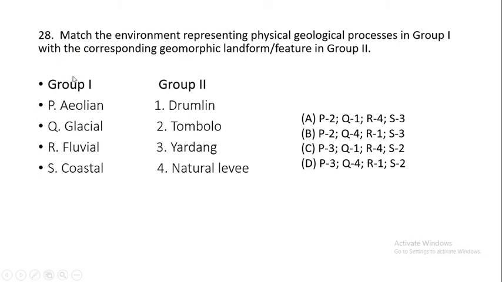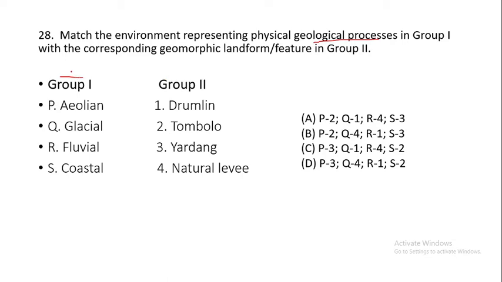Okay, so now here is the next question. This is also a match the following question, where we need to match the answers. Match the environment representing the physical geological process in group 1 with the corresponding geomorphic landform or feature in group 2. This is a question from the geomorphology section. We need to represent the geomorphologic landform with the process.